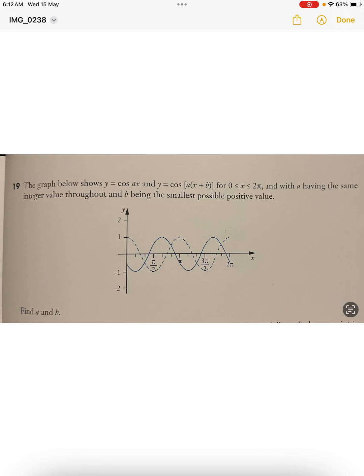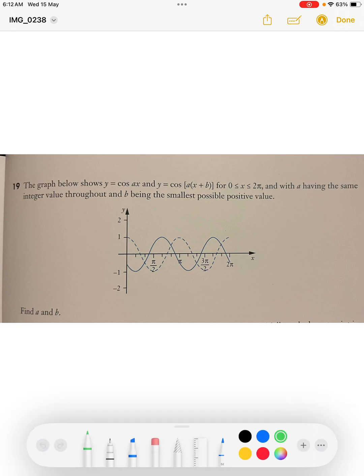This question, we've got a trig cos curve, and we've changed the period, and we've translated it to the right or to the left. So we start with y equals cos ax, that's the dashed line, and then the solid line is y equals cos ax plus b. This is the line that we are asked to work out the value for a and b.